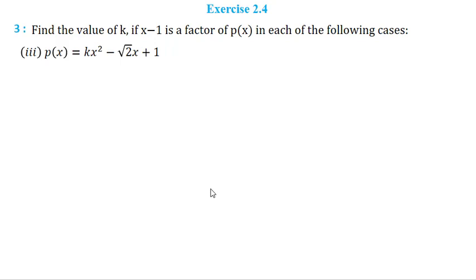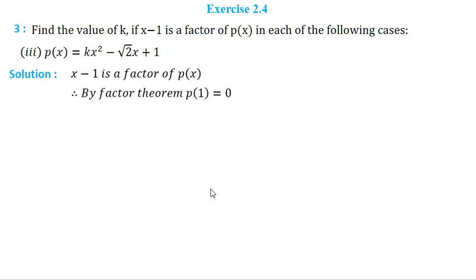Let us see this third question also. Here p(x) is kx square minus root 2x plus 1, and x minus 1 is a factor of p(x). So by factor theorem we will say that p(1) is 0. Therefore k into 1 square minus root 2 into 1 plus 1 equals 0. This gives me the value of k as root 2 minus 1.